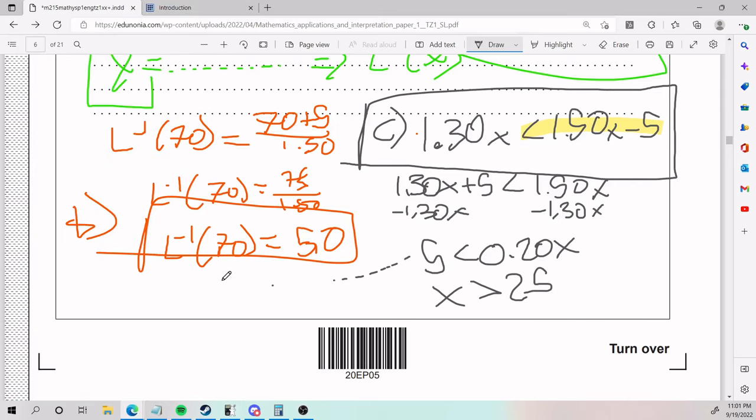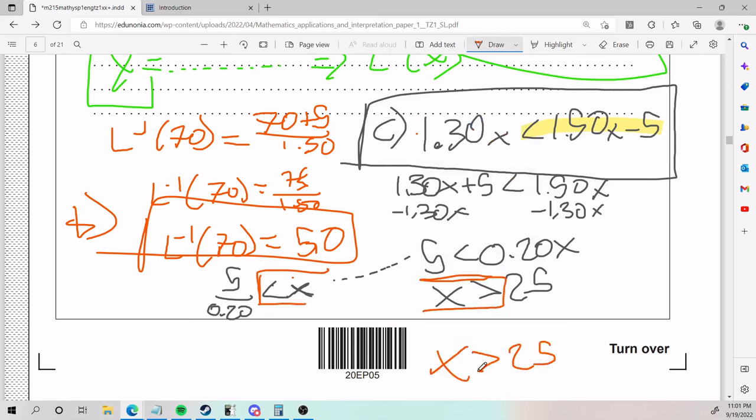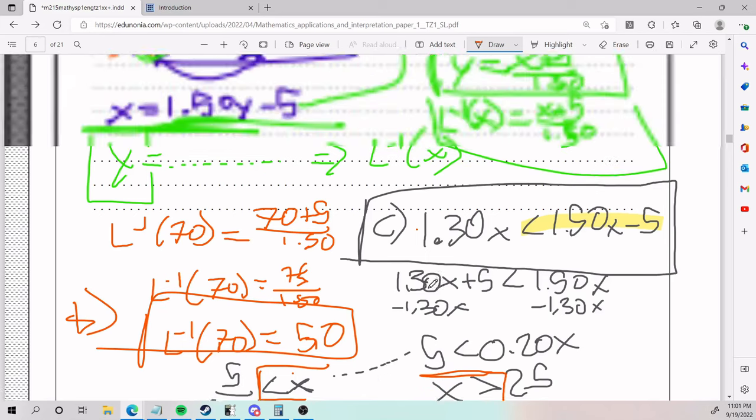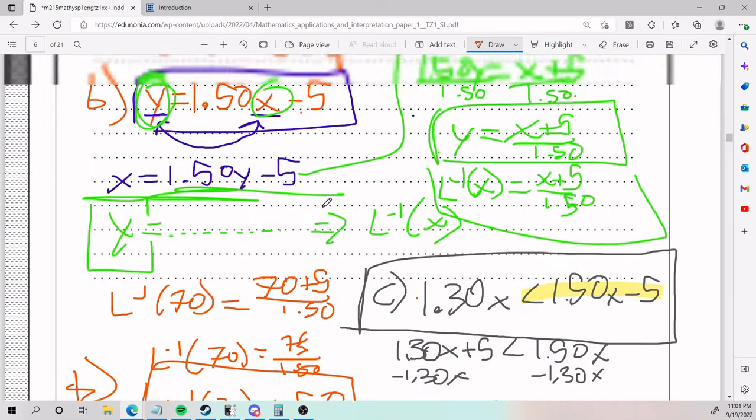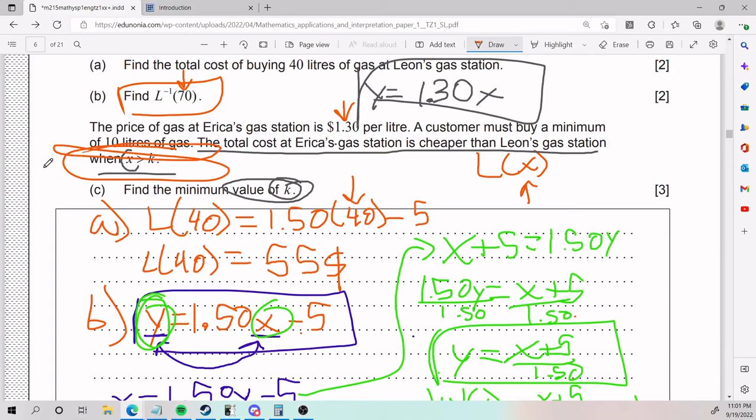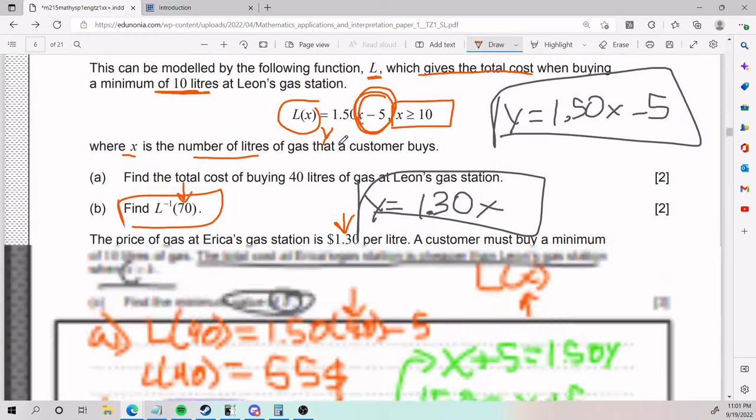I hope no one freaked out here. I did a 5 divided by 0.20. And I made sure that my x was always facing the symbol, ¿cierto? My symbol was always facing x. I did the same here. I'd rather have x on the left side. See, that's all I'm doing. That is a step that I missed. Sorry about that. X has to be greater than 25. And this also implies that the minimum value of k is 25, ¿cierto? Because this is the cutting point, see, of my decision with respect to this here. All right. That is number 4.